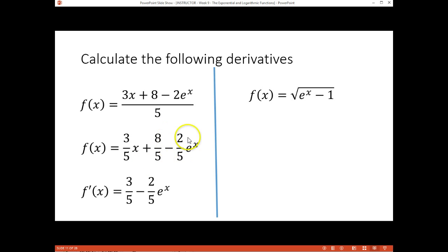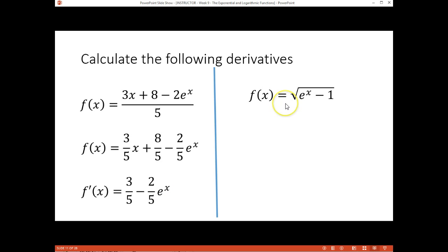And we know when we have a constant, we don't take the derivative of it. If it's multiplied by a function, we just carry the constant down and then take the derivative of the function. So the derivative of e to the x is e to the x. So our final answer is just 3/5 minus 2/5 e to the x.